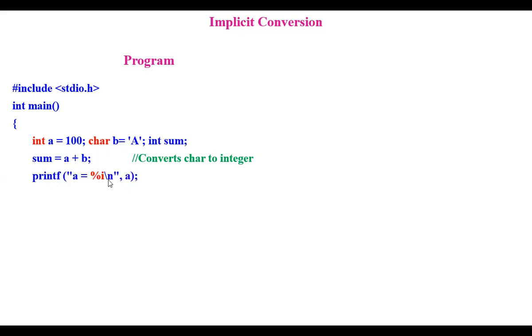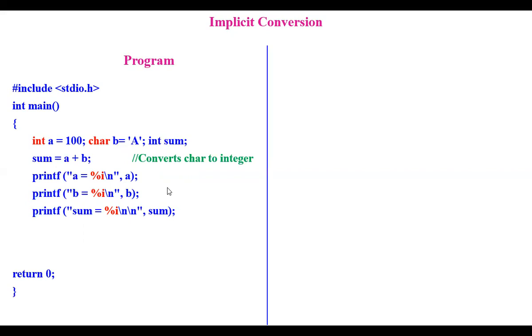Printf, I want to just print the value of A, integer, no problem. Print B, no problem again. Yes, here is the problem actually. B is a character, but I want to display it as an integer. Next, sum, I want to display as integer again because it is an integer. Let us see what happens. When we compile and execute, we get A is equal to 100, no problem. B is equal to 65.